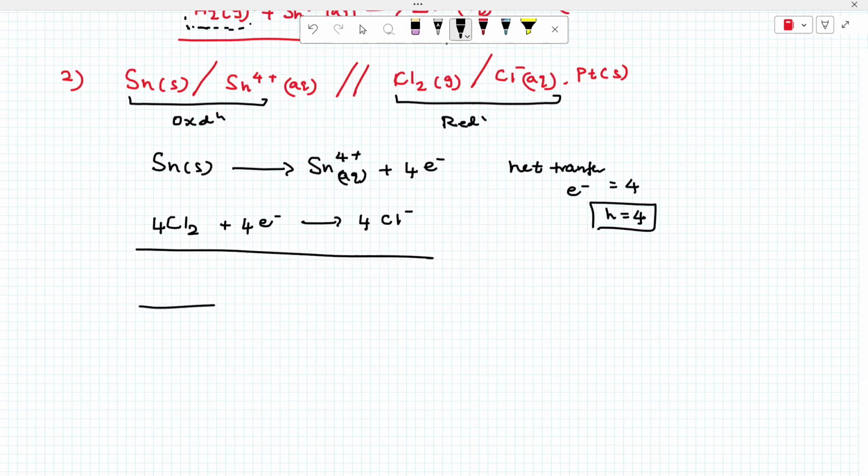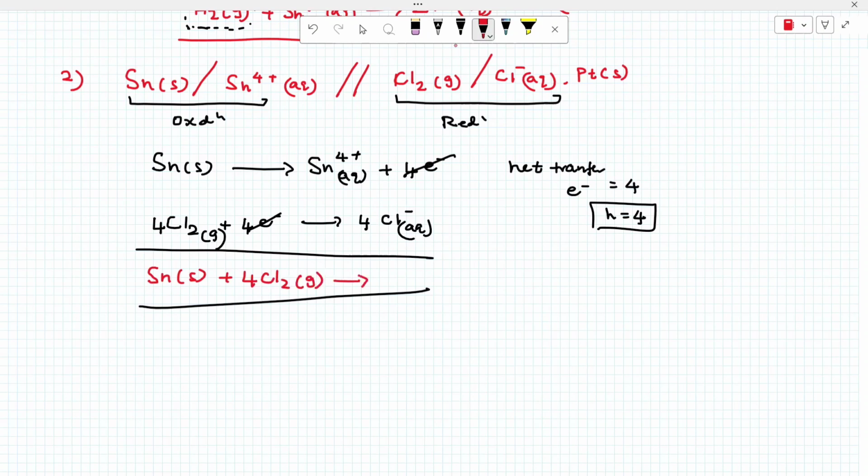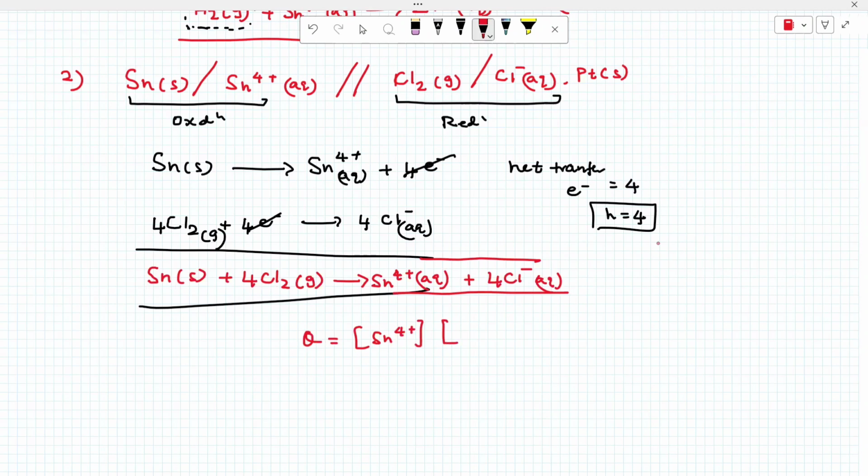Now if you add the equations, very simple. This is gas, this is aqueous. Electrons cancel out. Now what is the final equation? Sn solid plus 2 Cl2 gas gives Sn4+ aqueous plus 4 Cl- aqueous. All right, the Q value. What is the Q value? Tell me, students. Sn4+, and the chlorine balance.